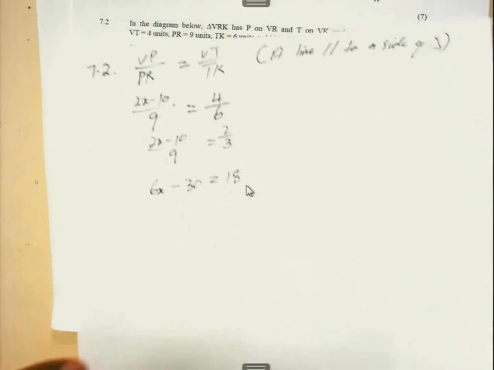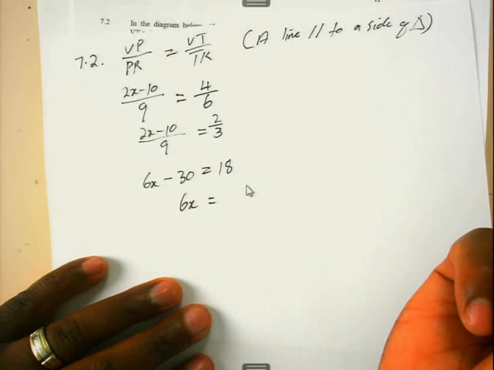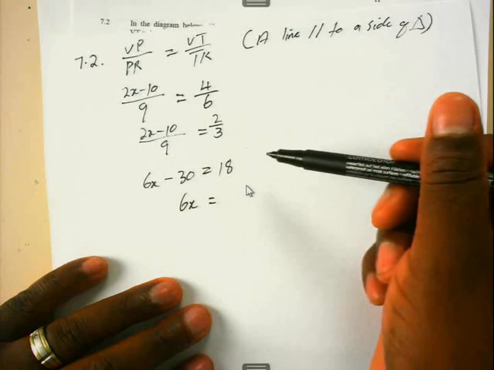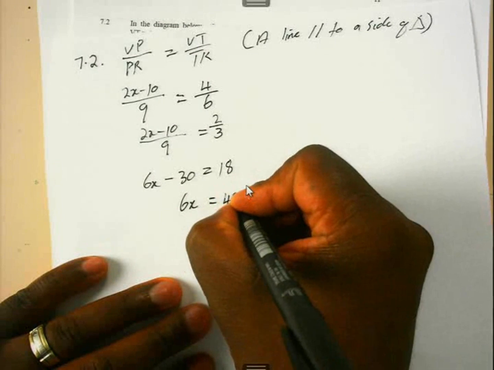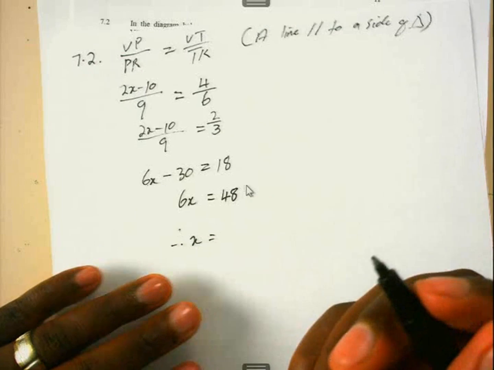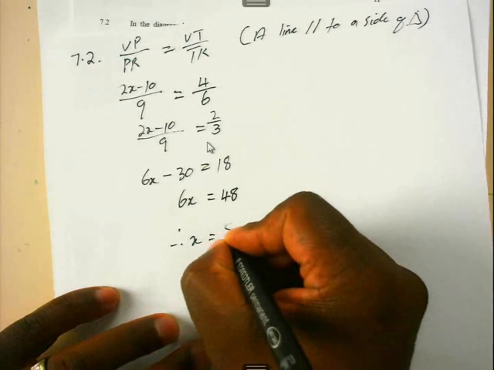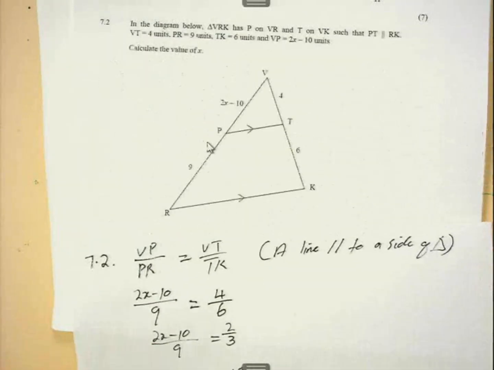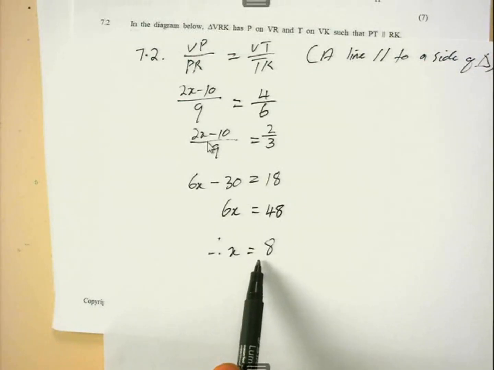Now, let's group the like terms. On the left-hand side, we are only left with 6x. We transpose the negative 30 to the right. Then we've got 18 plus 30, which gives you 48. Now it becomes easy for us to solve for x, because we just divide by 6 on both sides, and 48 divided by 6 gives you 8. Therefore, x is equal to 8 units.